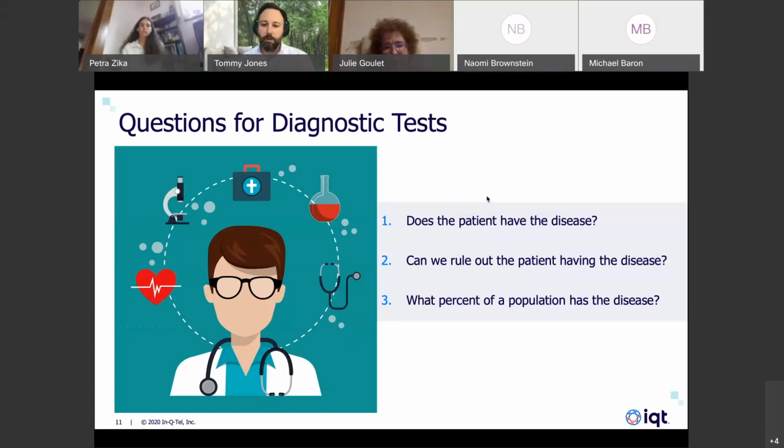A third question about population surveillance and the prevalence of the disease in the population is important and interesting, but a bit out of scope. So I'm just going to leave it there and move on.